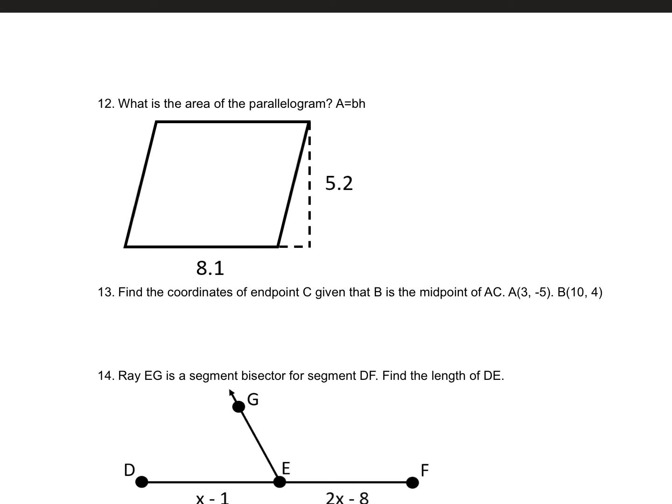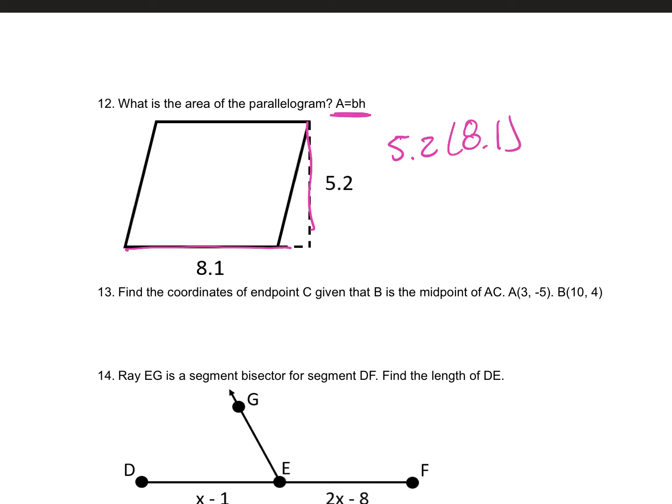Looking here at question 12, it's asking what the area of the parallelogram is. It gives us a formula of area equals base times height. Luckily, we're given that our base is 8.1 and our height is 5.2. So now all we have to really do is just multiply these. So we're doing 5.2 times 8.1.